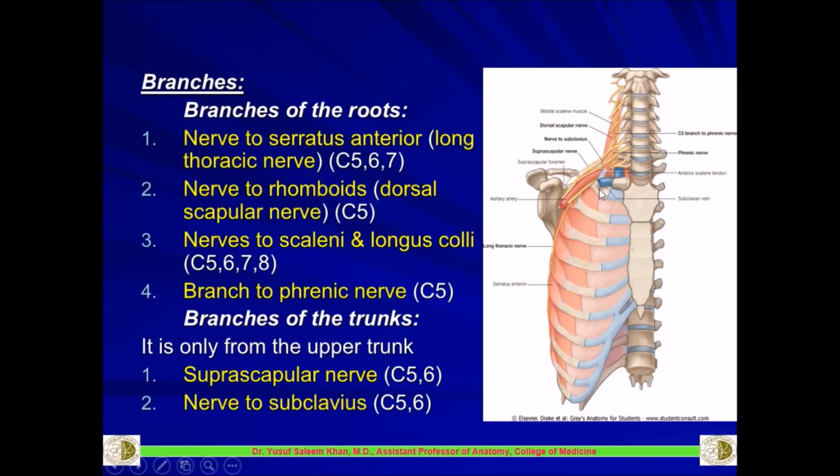This muscle is also supplied by a nerve which is coming from the upper trunk. So this is the nerve to subclavius. So these are the two muscles which are supplied by these two nerves, the suprascapular nerve as well as the nerve to subclavius, which is coming from the C5 C6 roots, because it is coming from the upper trunk, which is formed by the C5 and C6 roots. So only the upper trunk will be giving branches. There are no branches from the middle and the lower trunk. So these are the branches from the roots and branches from the trunk.